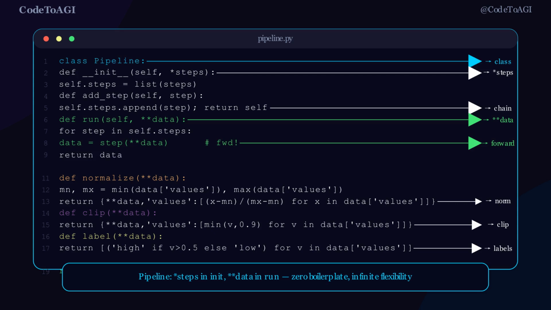We build the pipeline by passing normalize and clip to Pipeline. We add label as a third step. We run the pipeline with our raw data as a keyword argument. The result flows through normalize, clip, label, clean, and labeled. This is *args and **kwargs at their best. Maximum flexibility with 0 boilerplate.